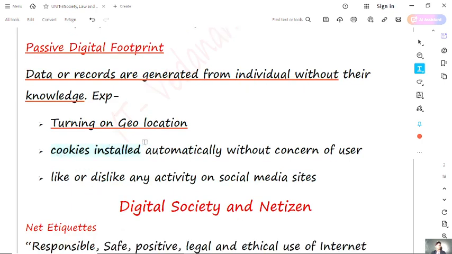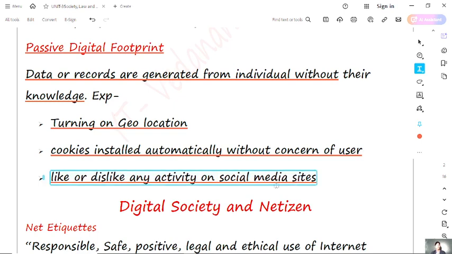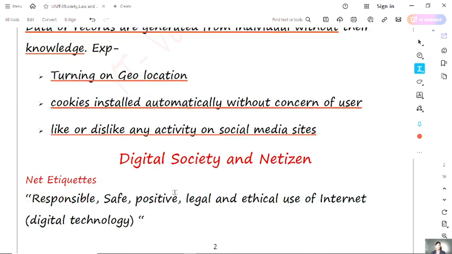Along with this, cookies are installed automatically without the consent of the user. Cookies simply save the password, etc. Whenever you log in to a system or to Gmail, it asks whether you want to save the password. If you say yes, your password is saved. Most users don't know where the password is being saved in Gmail. Actually, cookies are there, and they save the password and all this. Also, liking or disliking any activity on social sites, whenever we press the like or dislike button, gives a digital footprint, and that is a passive digital footprint.